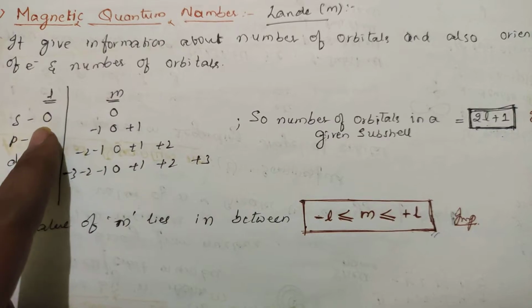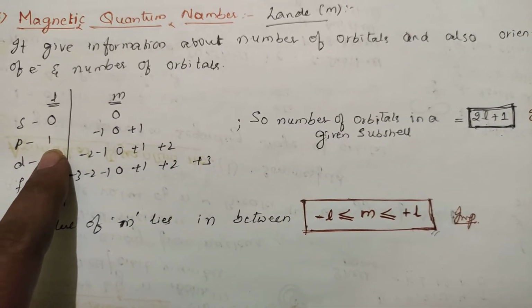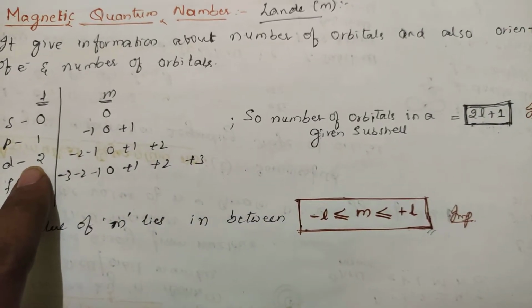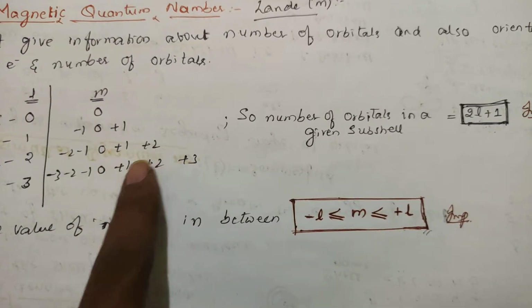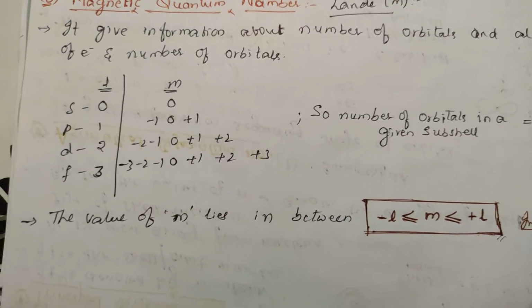to plus l. For 0 you can't write minus or plus 0, it is the same. Here l is 1, so the value lies between minus 1, 0 and plus 1. Here l is 2, the value lies between minus l to plus l: minus 2, minus 1, 0, plus 1, plus 2. If it is 3, it is minus 3, minus 2, minus 1, 0, plus 1, plus 2, and plus 3.